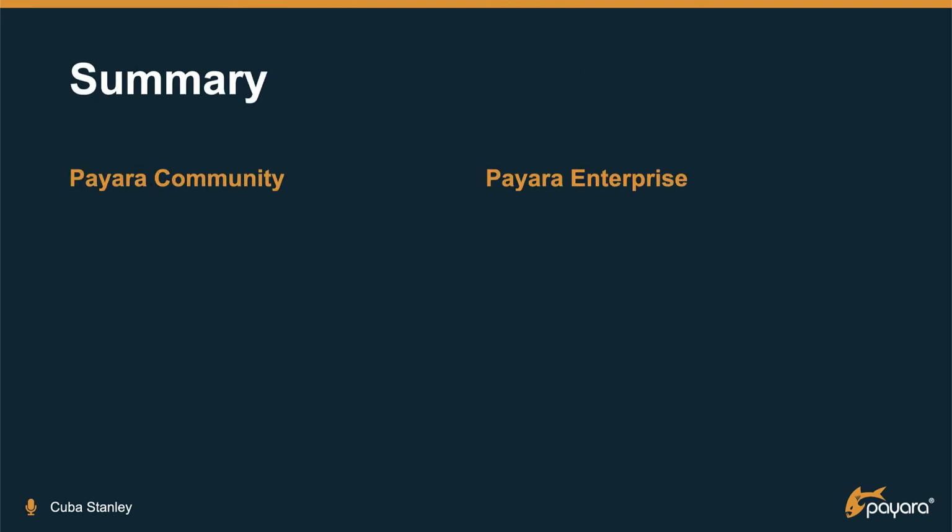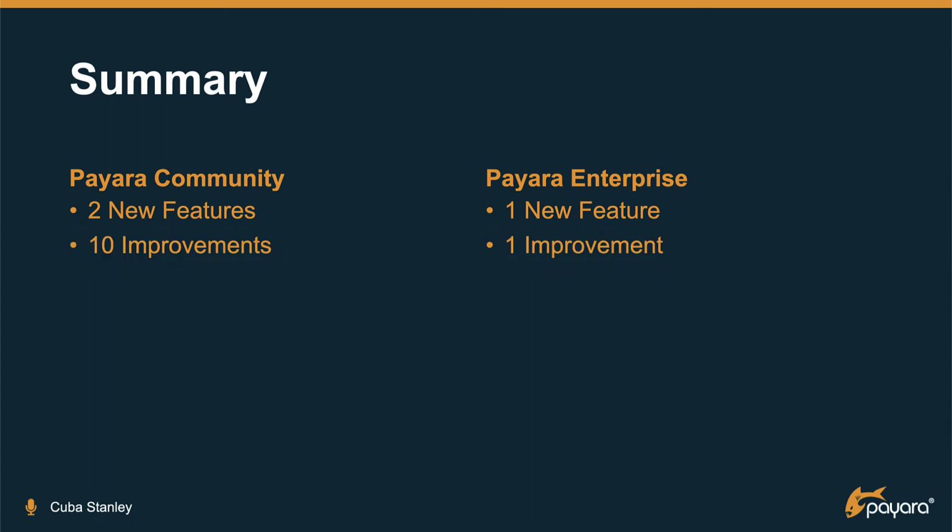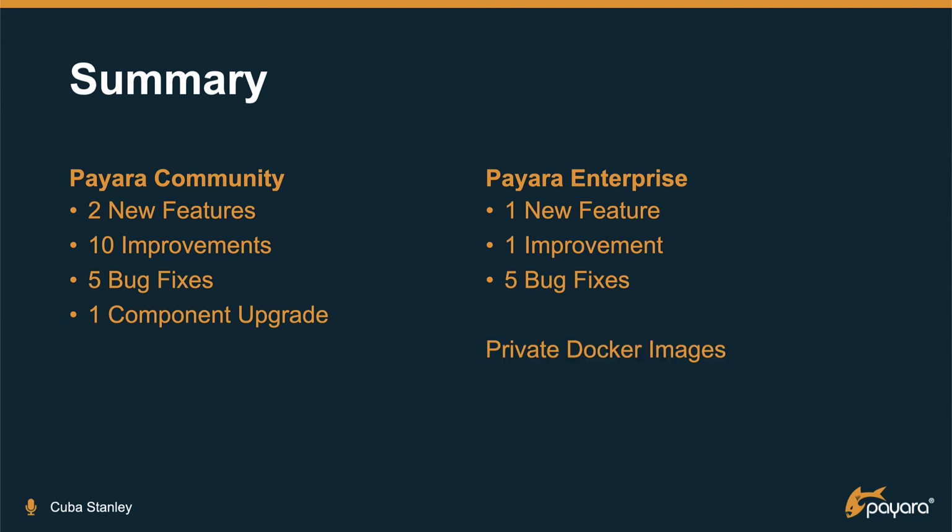So as a summary, we can compare what has been added in each of the features. Payara Community has 2 new features, Payara Enterprise has 1 new feature in its patch release. Payara Community has had 10 improvements, with 1 improvement in Payara Enterprise, 5 bug fixes across the board for both, and 1 component upgrade being the monitoring console for Payara Community. Payara Enterprise also has the new private Docker images and the new extended platform support for increased security, better performance in your production environment.